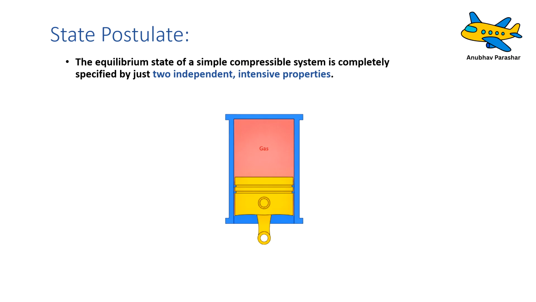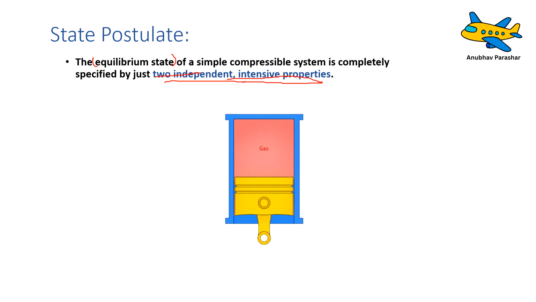Here, the state postulate comes to our rescue. It says that you just need to fix two independent properties, two independent intensive properties. If you fix two independent intensive properties, you can say the system is in equilibrium state. You need not consider the rest of the properties.